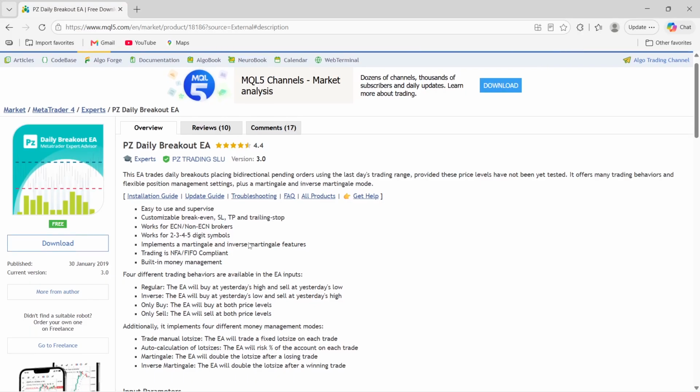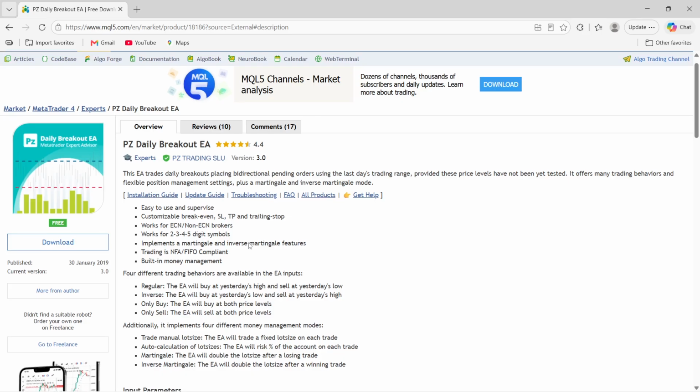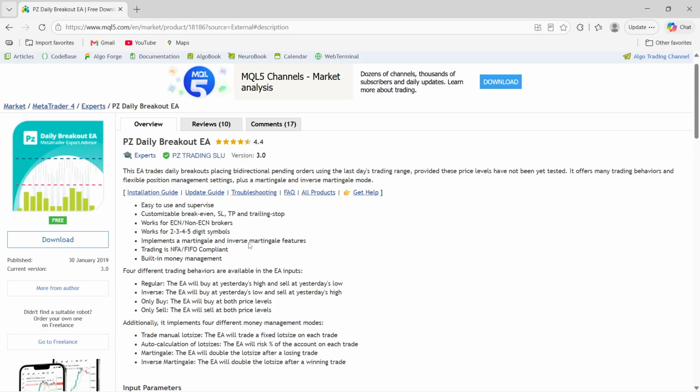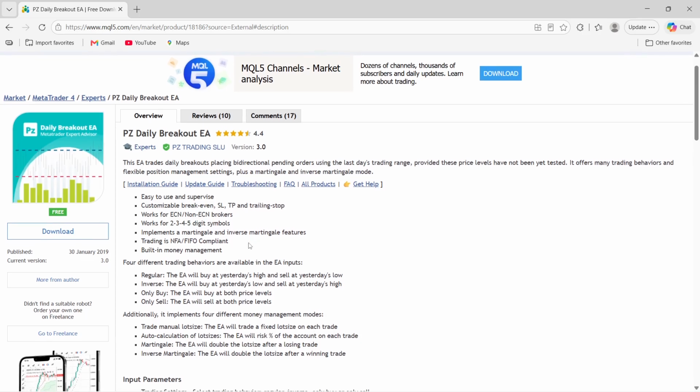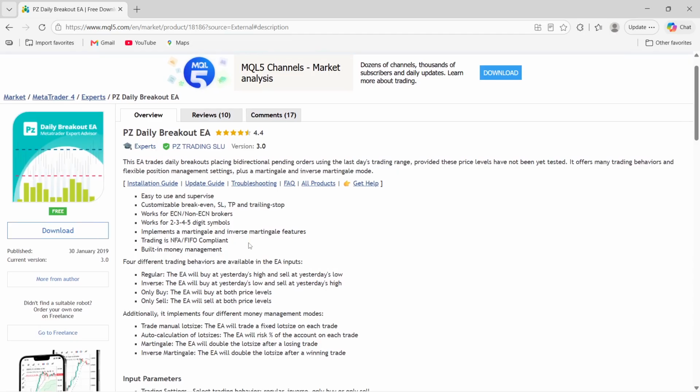Today we are looking at the PZ Daily Breakout EA for MT4 and MT5. It's a free expert advisor from PZ Trading that's been around for a while, and the promise is straightforward. It trades breakouts or reversals based on the previous day's high and low. Sounds simple, right? Let's break it down and see what's going on.